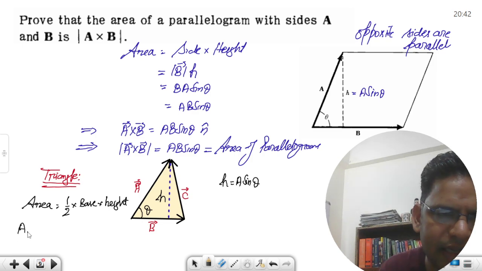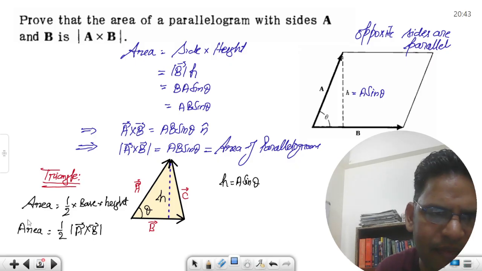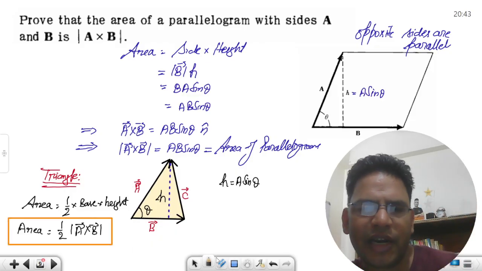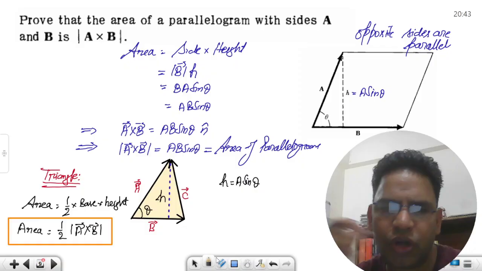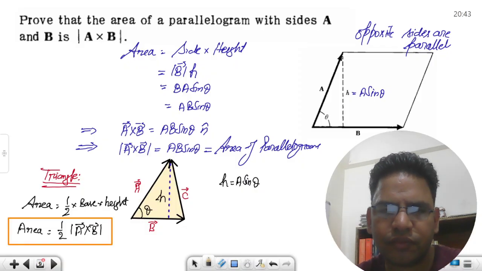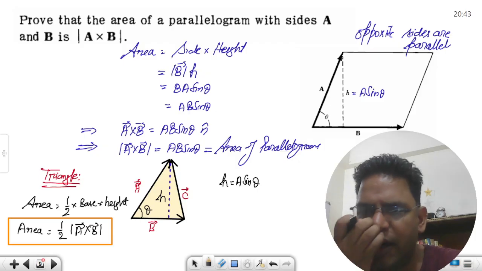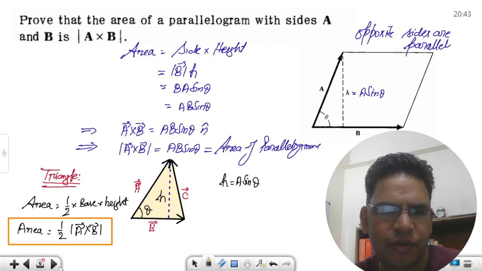So if I write its area, I can write half into the magnitude of a cross b. So when you have two vectors a and b forming two sides of a triangle, you can easily identify the area by half the magnitude of a cross b. That's one aspect. I think you are in a position to solve these kinds of problems. Now let me give you another question.